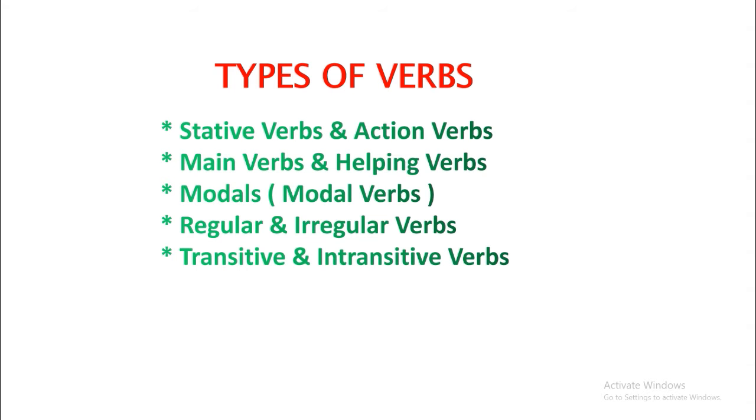Types of verbs. In English, there are different types of verbs. We'll see what they are. Stative verbs and action verbs, main verbs and helping verbs, modals or modal verbs, regular and irregular verbs, transitive and intransitive verbs. These are the types of verbs in English. Now we'll discuss each in detail.